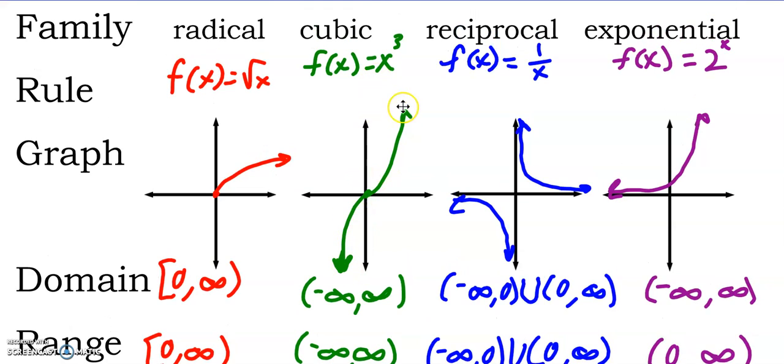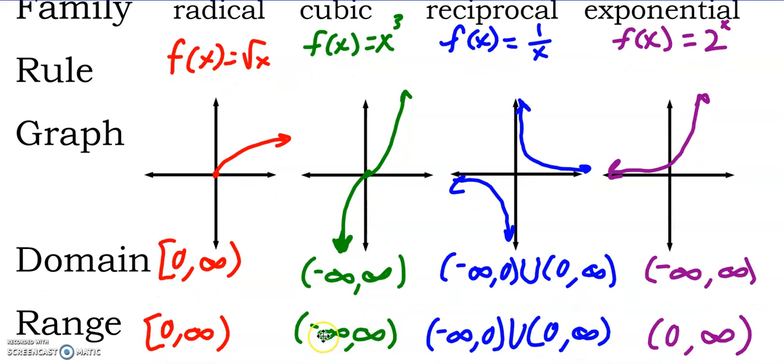Cubic looks kind of like this. So we can put in any x value or any input, and we can possibly get any output as well. So both the domain and range are negative infinity to infinity.